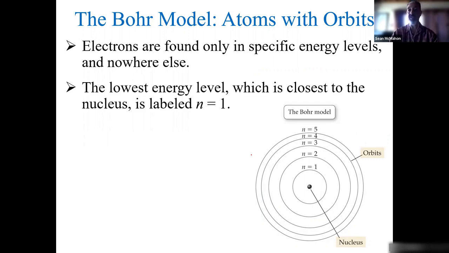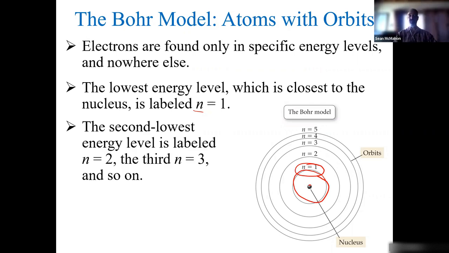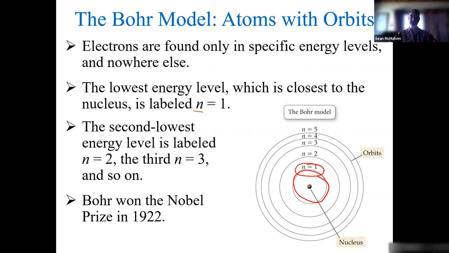The lowest energy level is the one that's closest to the nucleus, and we use the letter n to show energy level. It's referred to as the principal quantum number, but it's representing the period in the periodic table. Energy level 1 is the closest orbit to the nucleus, and then energy level 2 would be the next level, energy level 3 would be the third, and so on. Bohr actually won the Nobel Prize for this in 1922, for his quantized energy levels and his newly developed model of the nuclear atom, the Bohr model.